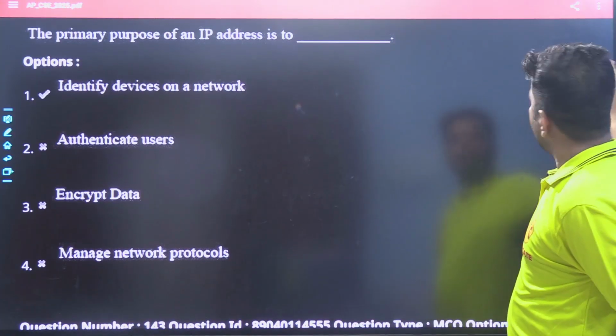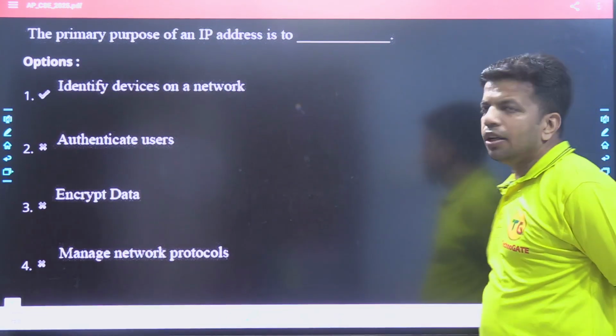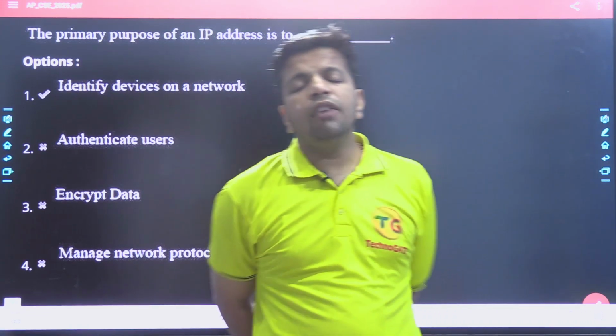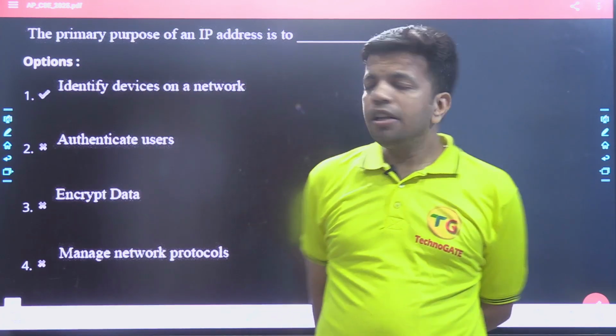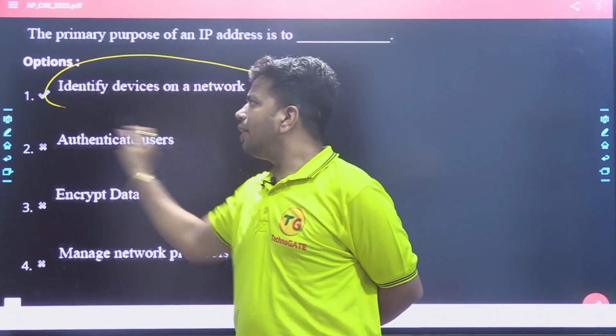The primary purpose of an IP address is what? It is simply used to identify a device in a network. That is a logical address used to identify a device on a network.